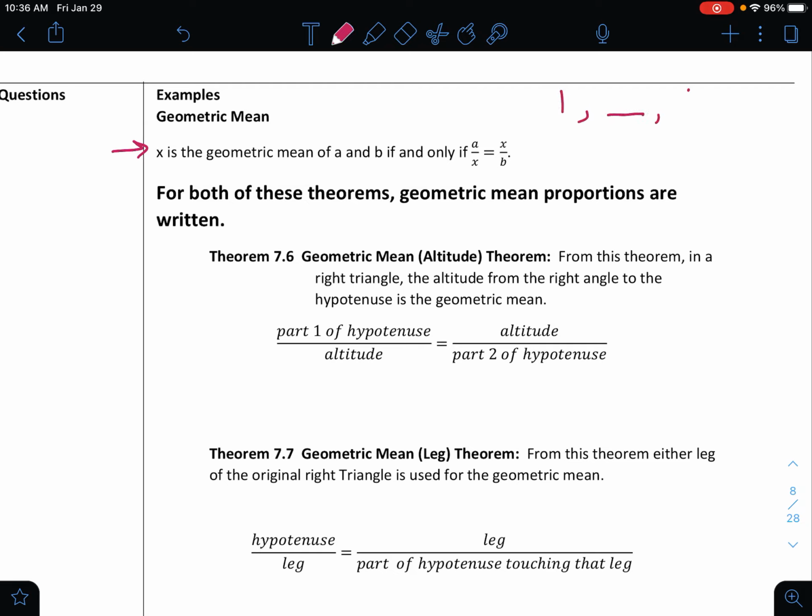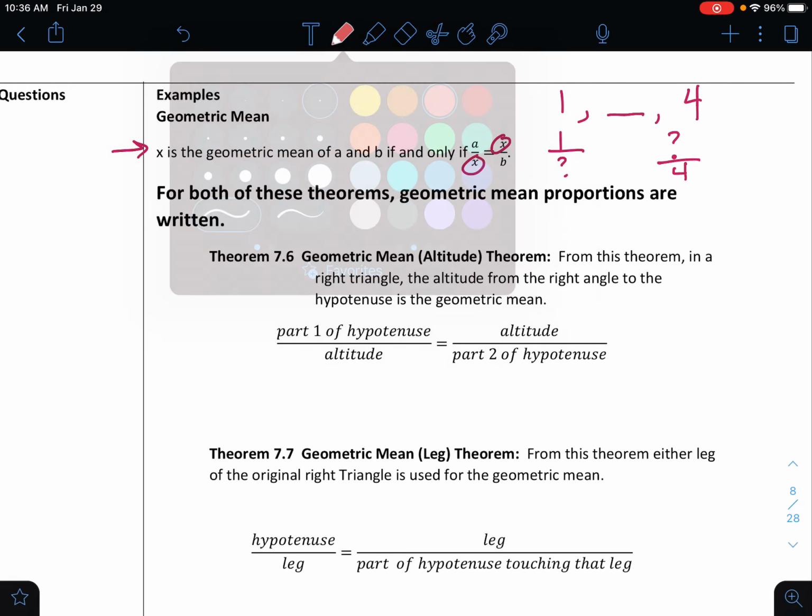If I gave you 1, then some kind of number, and then 4, the blank you're trying to fill in is a number so that when you ratio 1 to my new number, it's the same as my new number to 4. So 1 over something is the same as that same something over 4, which is kind of what I have here. See how this says x and x? In a way, that's what I've set up.